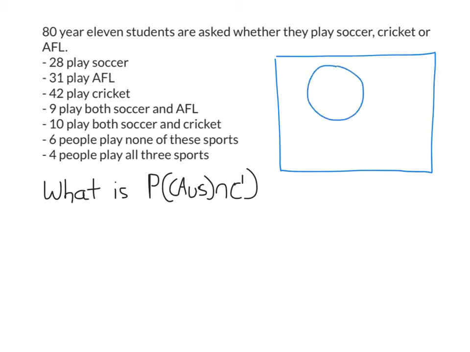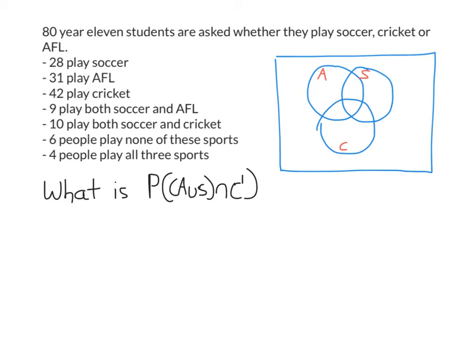So we have 3 circles, 1 for each set, and they're overlapping. So we have our sets AFL, soccer, and cricket. Now, don't just go randomly putting in numbers like 28, 31, 42, like that. I mean, already these numbers add to way more than 80, so we'd be wrong. What I need to do is be a bit smarter about it. So let's start with the last piece of information.